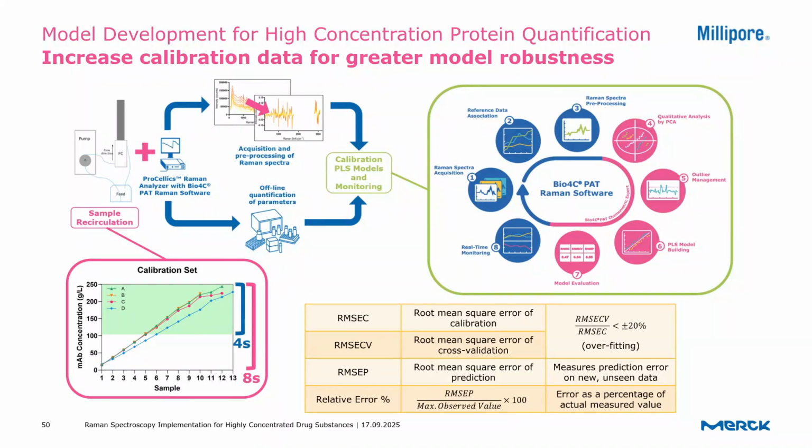And in this case, a lower RMSEP value indicates a more accurate and reliable model. Relative error percentage can be derived from the RMSEP, and this represents the model's error as a percentage of actual measured values. So with all these considered, once the model evaluation outputs are optimized, the model can then be used for real-time monitoring.